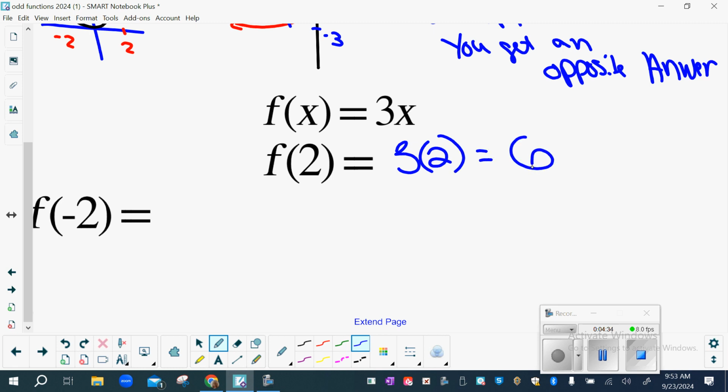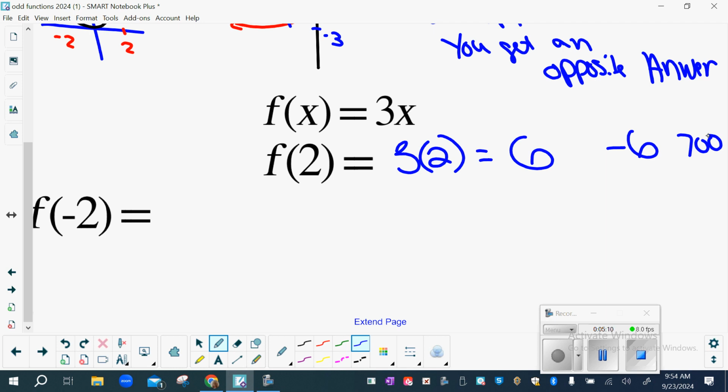Okay. Now, we're going to plug in the opposite of 2, which is -2. And one of 3 things will happen. Either we'll get 6, that would be even. We'll get -6, that would be odd. Or we'll get like 700, and that would be random and weird and nothing, right? So if we get the opposite answer, odd. If we get a random, weird answer, nothing.